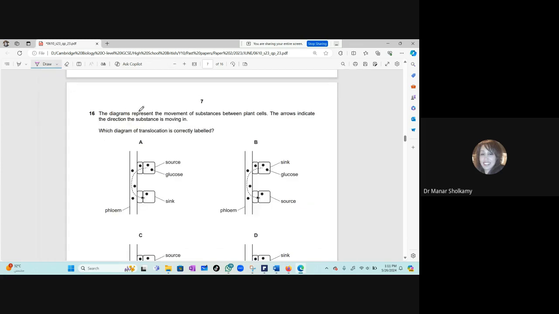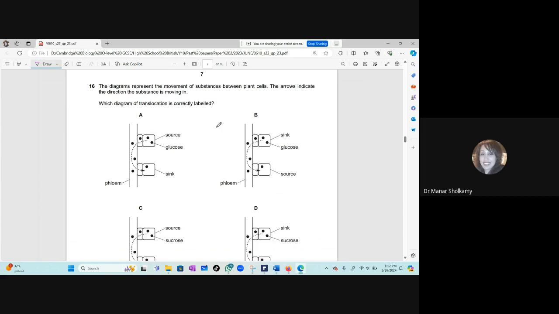Okay, 16. The diagrams represent the movement of substances between plant cells. The arrows indicate the direction the substance is moving in. Which diagram of translocation is correctly labeled? Can someone remind me what translocation is? Is it the transport of glucose and sucrose to different parts of the plant? No, there's something wrong. Sucrose and amino acids. Yes, it is the sucrose and the amino acids that are moving to different parts of the plant.